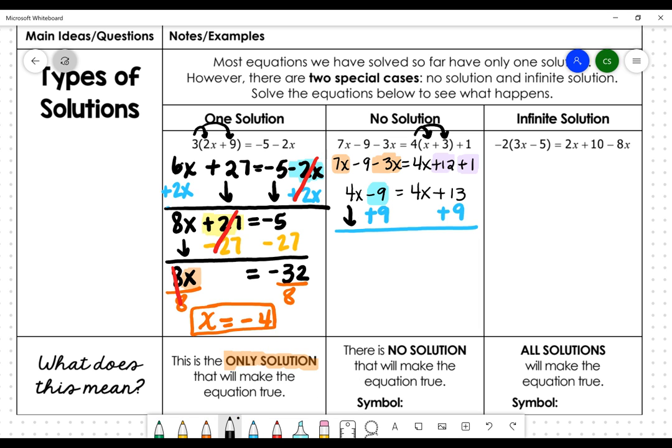Well, I'm going to bring down my 4x. Negative 9 plus 9 cancel out. Bring down my other 4x. And 13 plus 9 is 22.